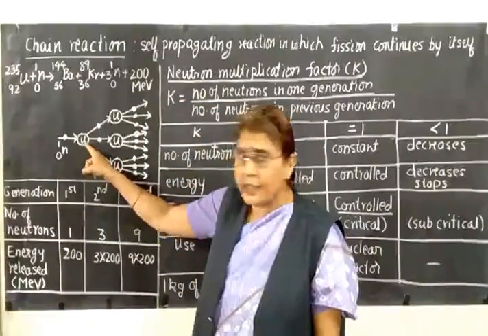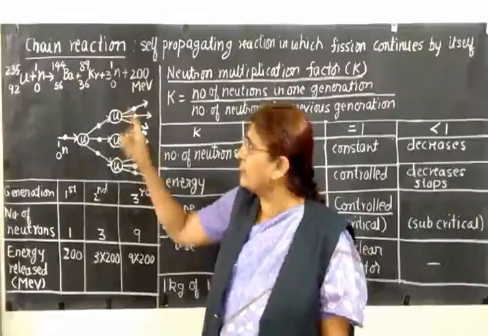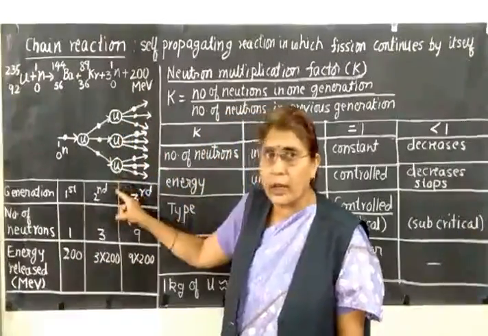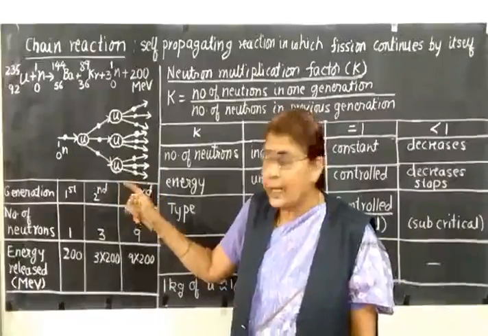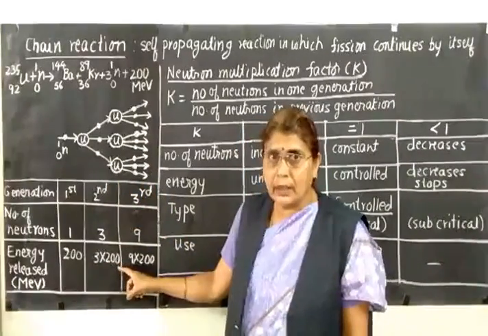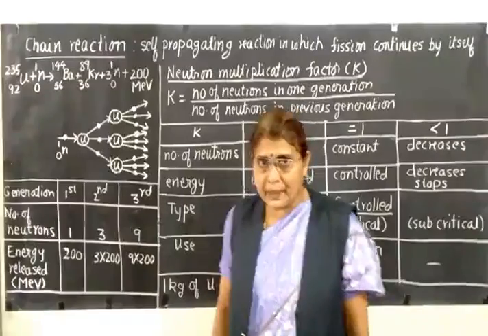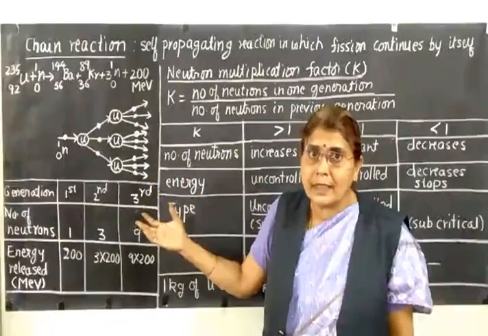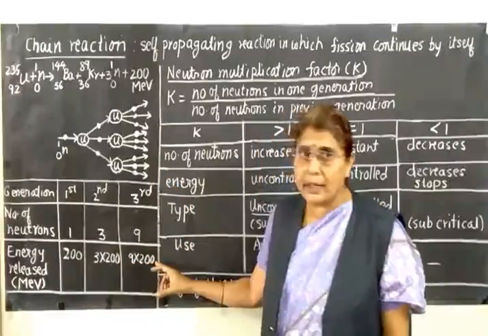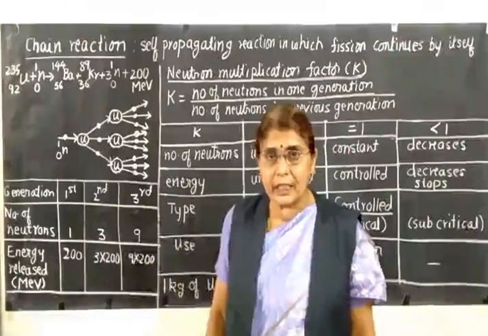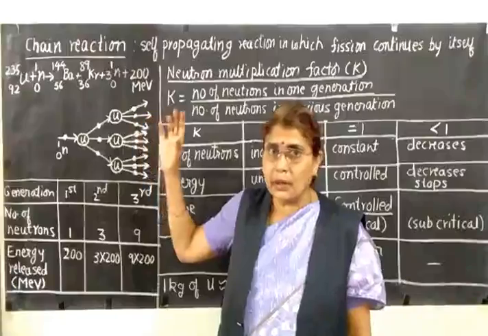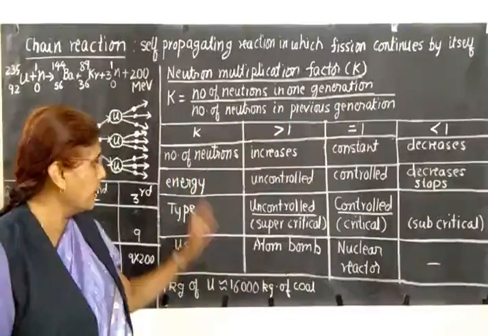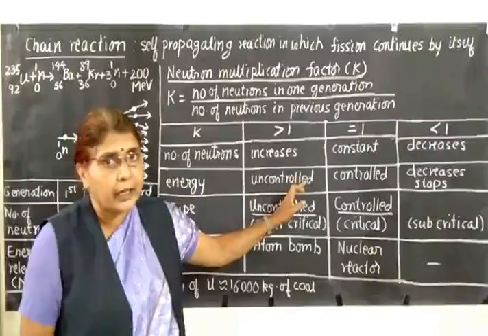So here only one fission occurs. So how much energy is released? 200 MeV of energy is released. So here 3 fissions are occurring. So how much energy is released? 3 into 200 MeV of energy will be released. Now here 9 fissions are going to occur. So how much energy will be released? 9 into 200. So what about the energy released? It is uncontrolled. So there is no control over the energy. It increases very rapidly. So energy becomes uncontrolled.